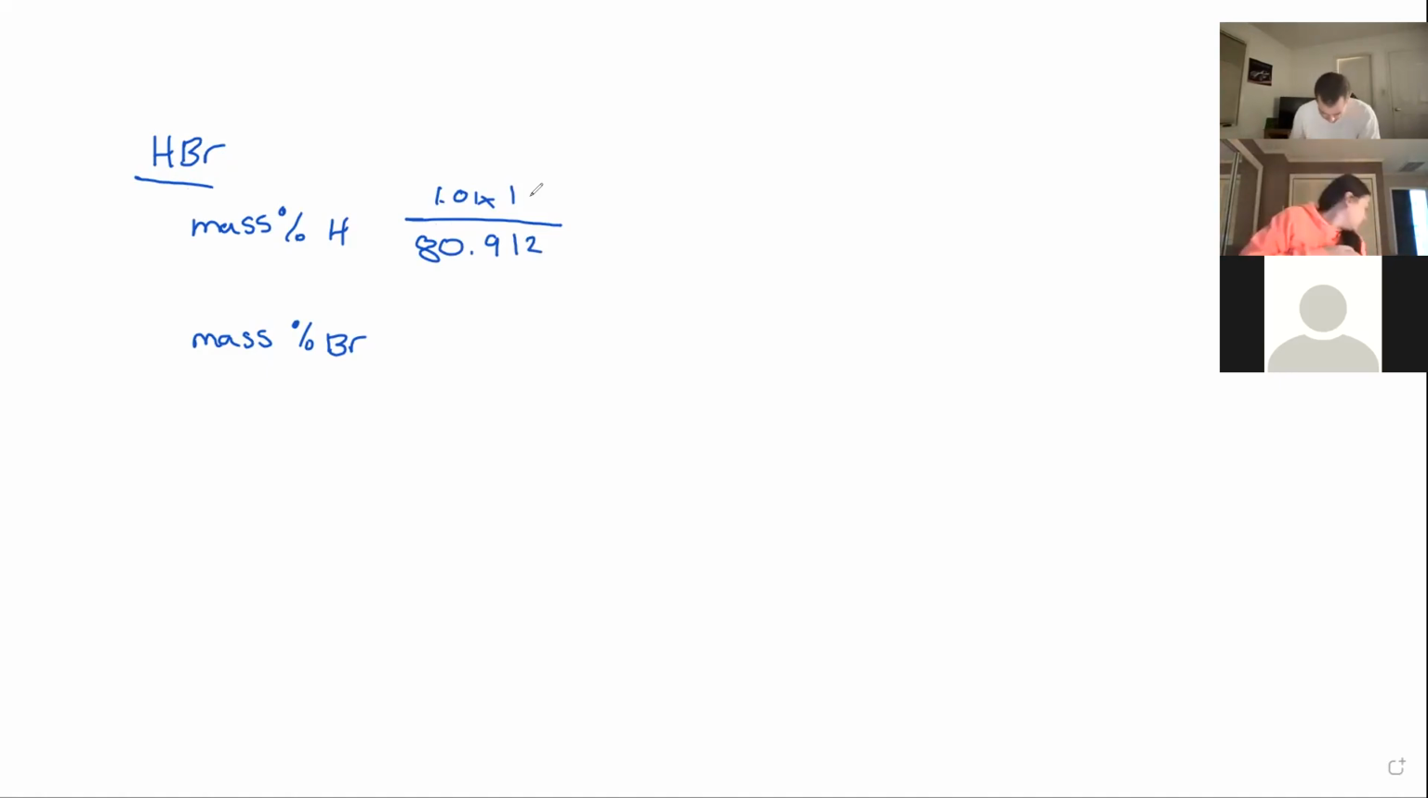We take 1.01 and we divide it by that 80.912. Oh, sorry, multiply it by 100. I'm sorry, I always do that. All right, move the decimal over 2 and I get like 1.25%. Hydrogen is so light. It's such a light molecule, that's why.